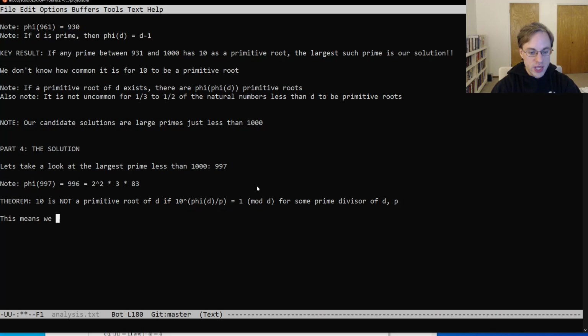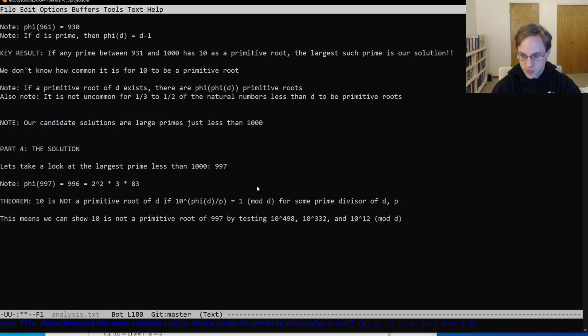This means we can show 10 is not a primitive root of 997 by testing, and it's going to be 10 to the 498, 10 to the 332, and 10 to the 12th mod d. And you'll note that these are just 996 divided by 2, 3, and 83 respectively.